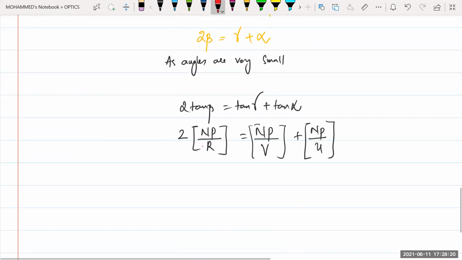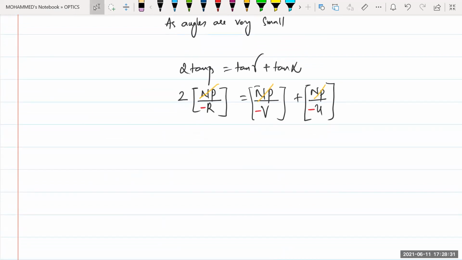That means here everywhere I should be writing minus. Here it will be minus and here it will be minus. Anything getting cancelled, beta? NP, NP and NP will get cancelled. Clear? So now this minus and this minus also get cancelled. So this will be equal to how much, beta? 2 by R will be equal to 1 by V plus 1 by U.